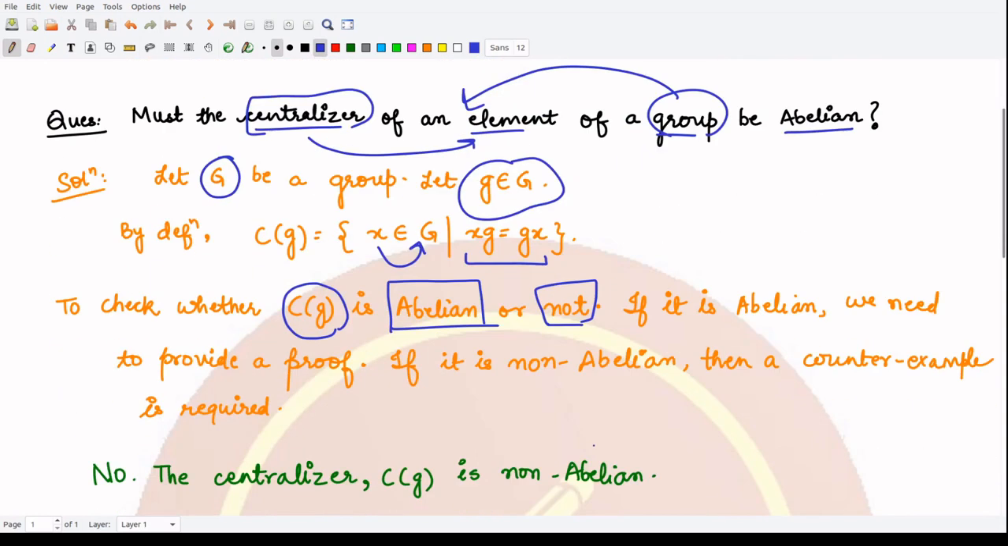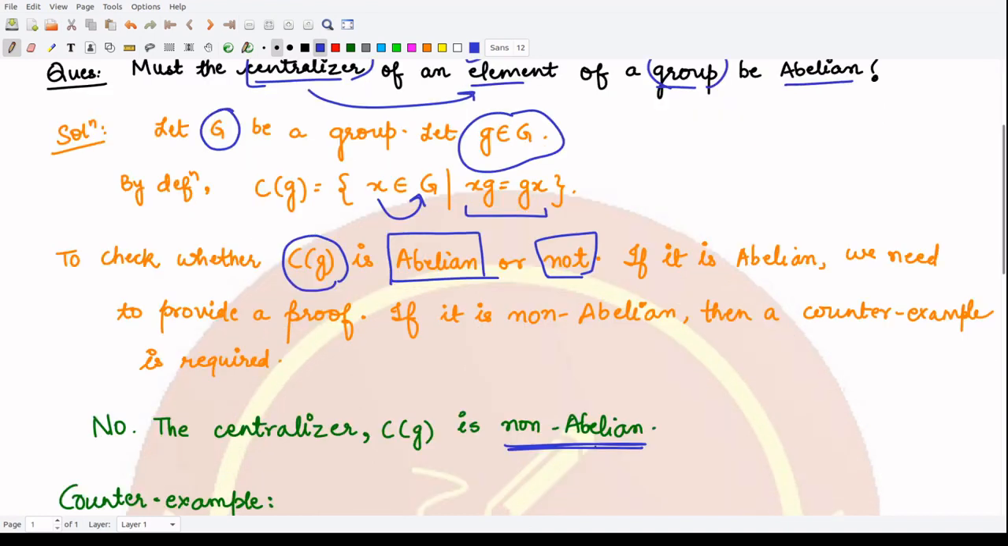So here the answer is that the centralizer is non-abelian in nature. Why is it so? Can you pause the video and think for the answer, think for a counter example, and then come back? Okay, so here is my answer.